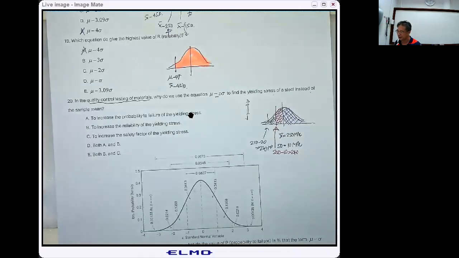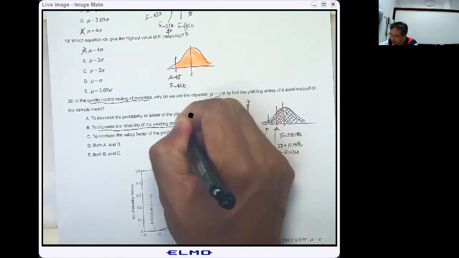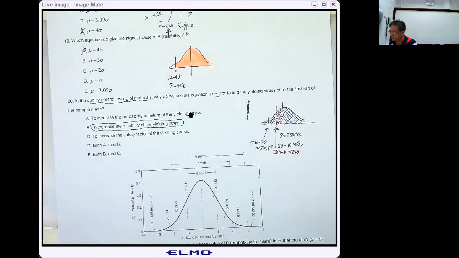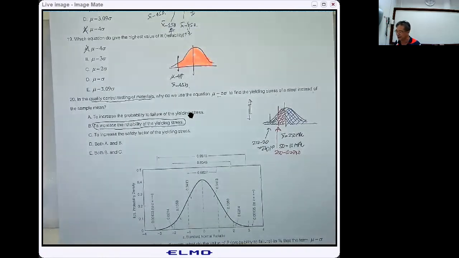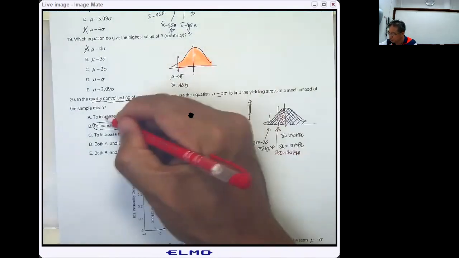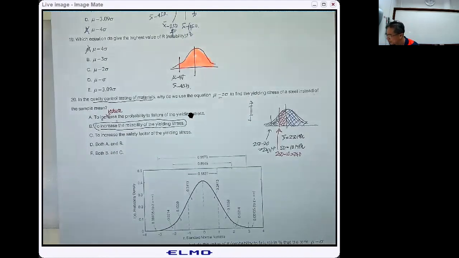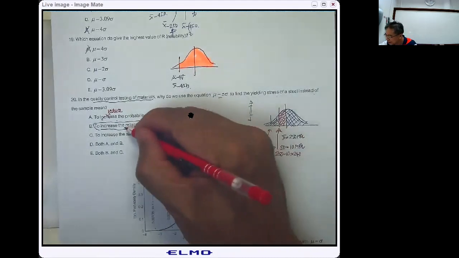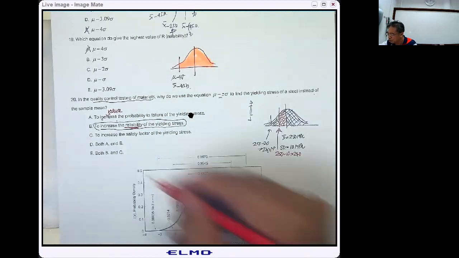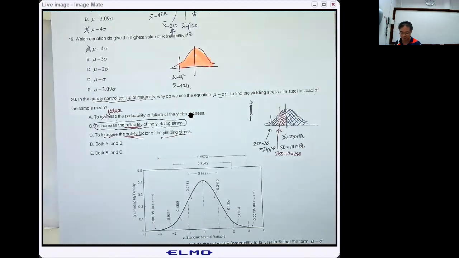Why? That means we're going to increase the reliability of this yielding stress. And are you going to increase the probability of failure? No, you're going to reduce or decrease the probability of failure, like I mentioned. And when you increase the reliability, you also increase the safety factor of the yielding stress.